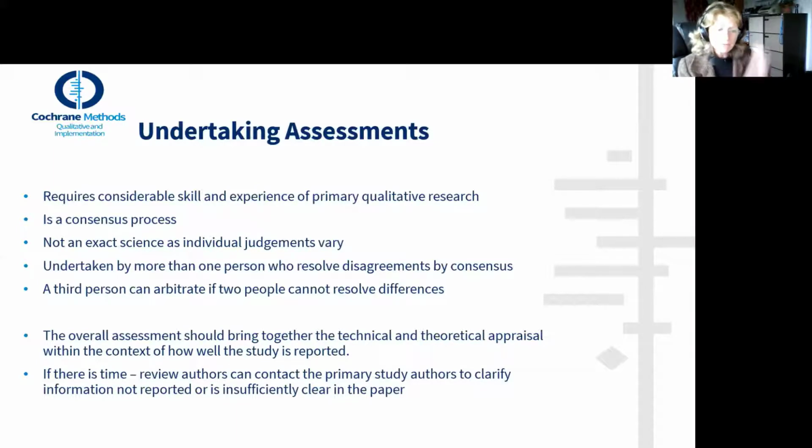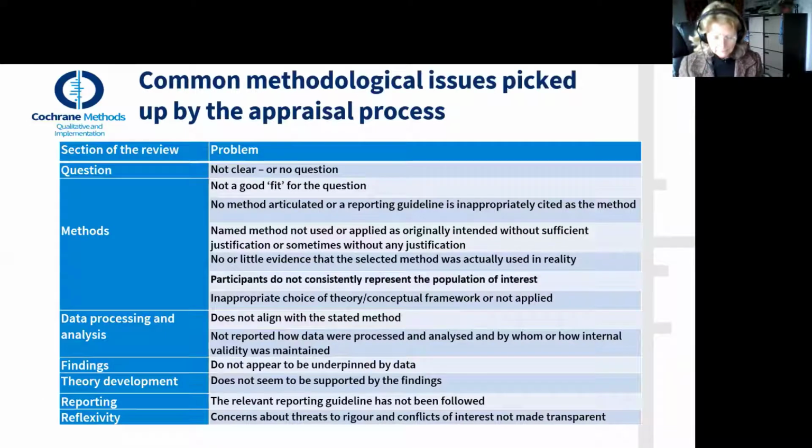And if there's time, because we know that reporting is often an issue when you're doing these assessments, review authors can contact the primary study authors to clarify information not reported or insufficiently reported in the primary study.